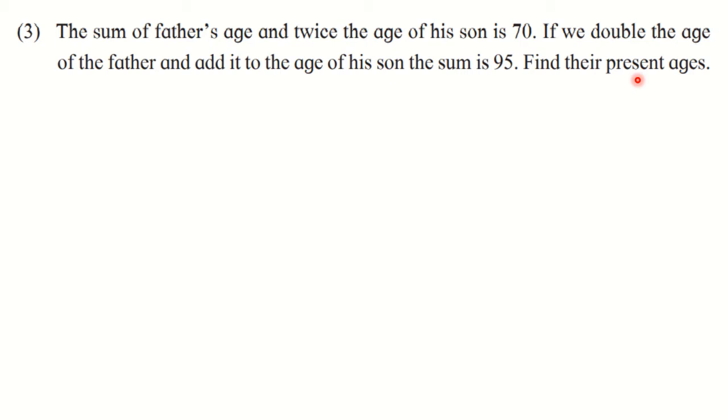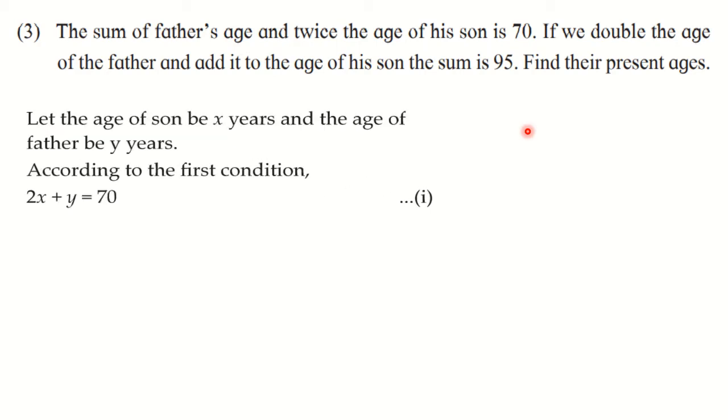Either you can take the age of father as x or you can take the age of son as x. Your choice. So accordingly you have to write down the conditions. So let us start. Let the age of son be x years and age of father be y years. Don't forget to write down the unit. This is age, so it should be in years.